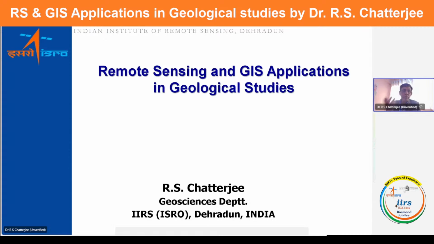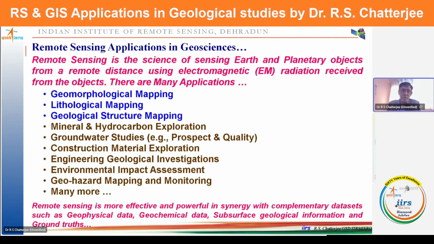So to begin with, although you know what is remote sensing and what are the applications in geosciences. Remote sensing is the science of seeing Earth, nowadays planetary objects as well, from a remote distance without coming in contact with the object. But what is important, it is using electromagnetic radiation that is received from the objects, either by the process of reflection or by radiation, as well as backscattering. It happens in case of microwave radar remote sensing.